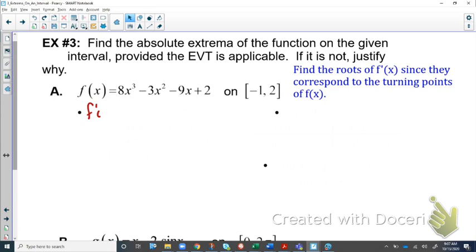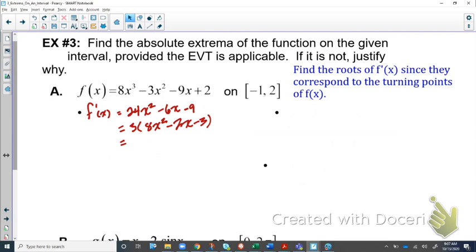F prime of x, in this case, will give me 24x squared using the power rule of the derivative, minus 6x minus 9. And I want to try to factor that or use the quadratic formula. This one is factorable. First thing I'm going to do is factor out a 3 as a common factor, and that'll give me 8x squared minus 2x minus 3.